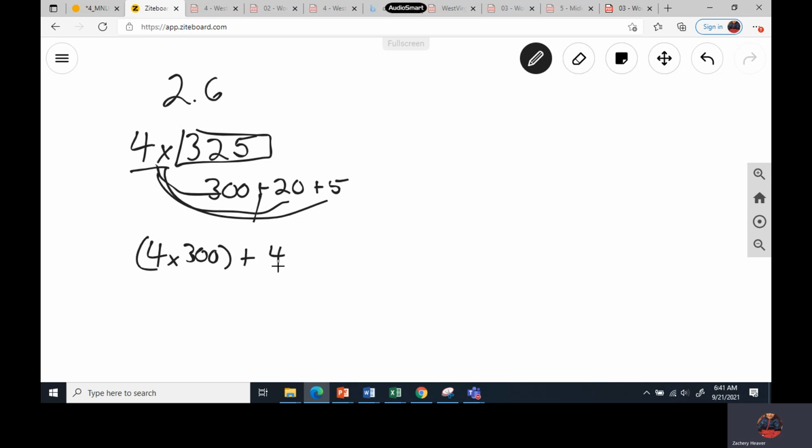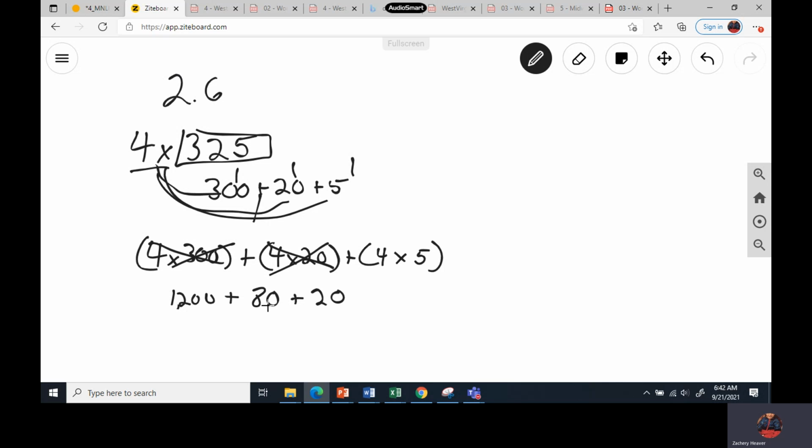plus 4 times 20 plus 4 times 5. So we gave it to each one of these, and you know how to solve these already. 4 times 3 is 12, add your 2 zeros. So that one's done. Plus 4 times 2 is 8, add your 1 zero. That one's done. And 4 times 5 is 20. We put these together, 80 and 20 make 100. Then we have 1200 plus 100 equals 1300. So that's all we're going to be doing throughout this whole lesson.